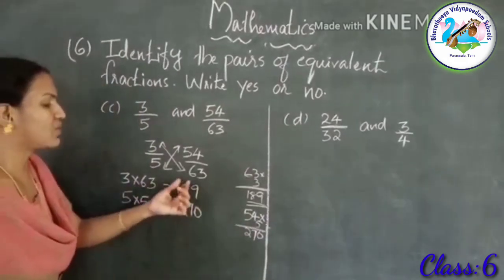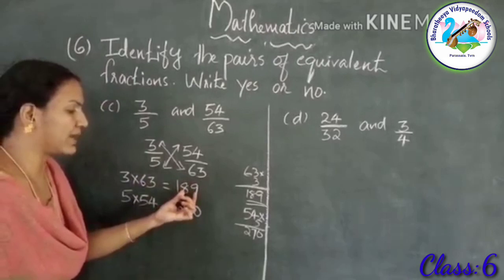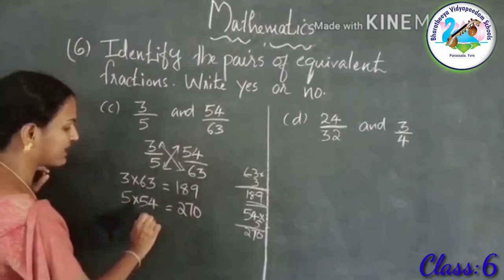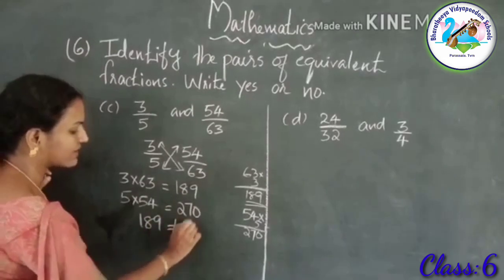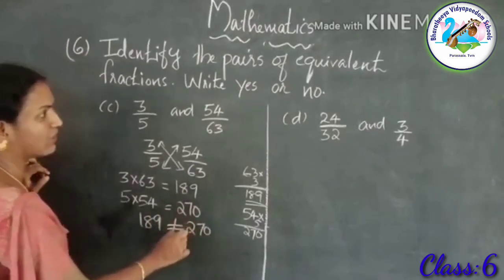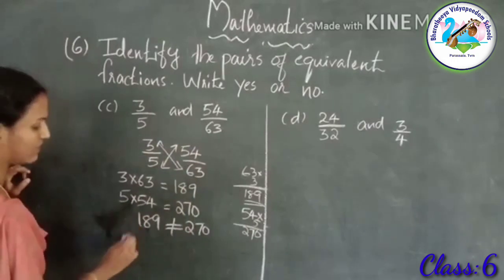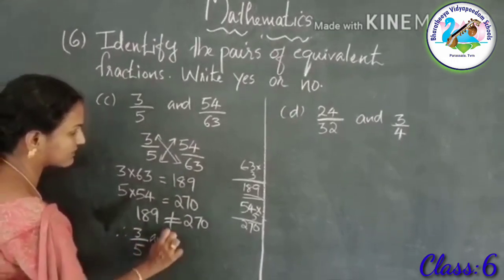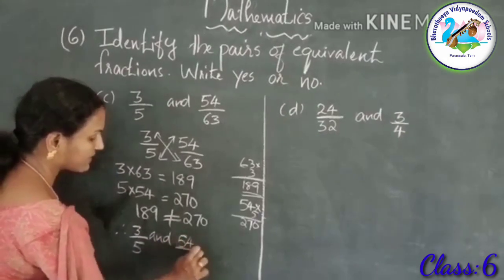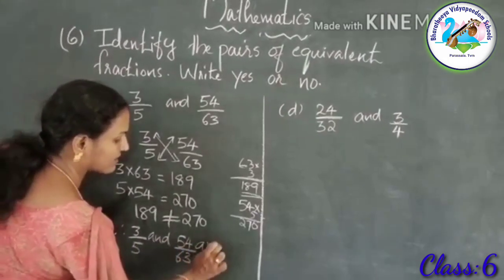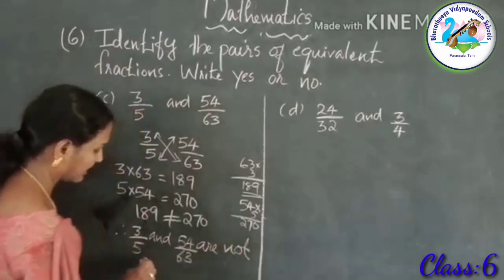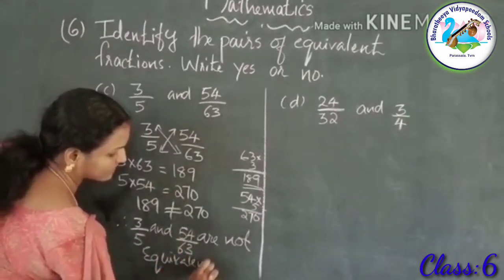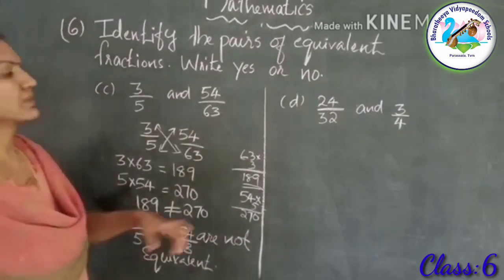So the cross products are not equal. The first one is 189, the second one is 270. They are not equal. So they are not equivalent. Therefore 3 by 5 and 54 by 63 are not equivalent fractions.